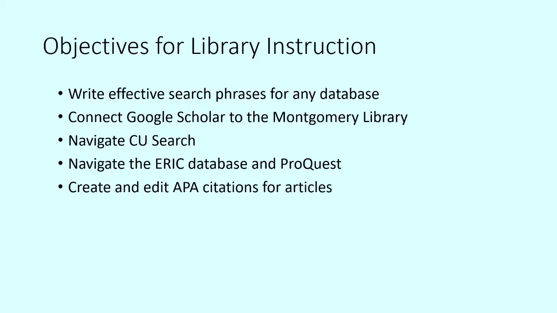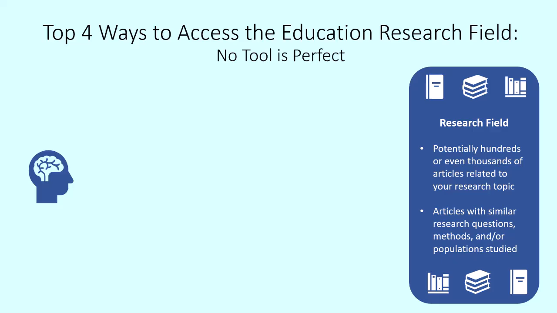Okay, so before I go into actually demonstrating how these tools work, I want to talk a little bit more about the philosophy of research and what we're actually doing when we dig into the research field. I've basically identified four of the top ways to access the education research field. None of these tools is perfect, but that's why it's good to use multiple tools. But let's first think about what we're actually trying to access. We're trying to access potentially hundreds or even thousands of articles related to your research topic that are out there on the web or out there at libraries worldwide. Some of these articles will have similar research questions to what you're doing, or they have similar methods, similar populations studied.